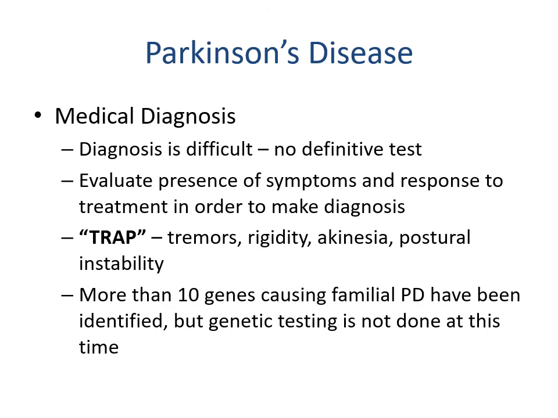So for the medical diagnosis of Parkinson's disease, the diagnosis is difficult as there's no definitive test. So we evaluate for the presence of symptoms and response to treatment in order to make a diagnosis. A useful acronym is TRAP, which is tremors, rigidity, akinesia, and postural instability. More than 10 genes have been identified causing familial Parkinson's disease, but genetic testing is not done routinely at this time.